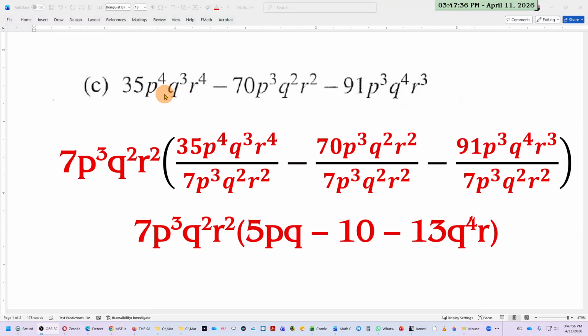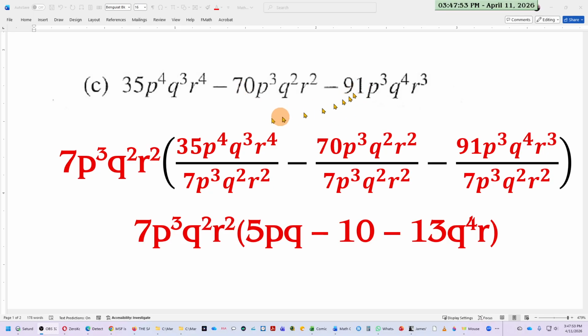So now we have this seemingly complex polynomial that needs to be factored. So always begin with the numbers. We have 35, 70, and 91.